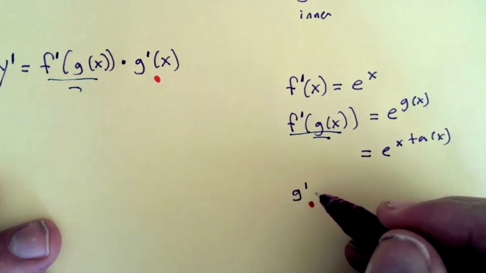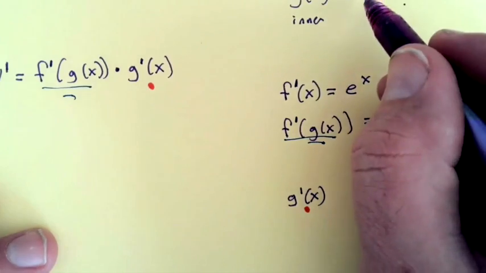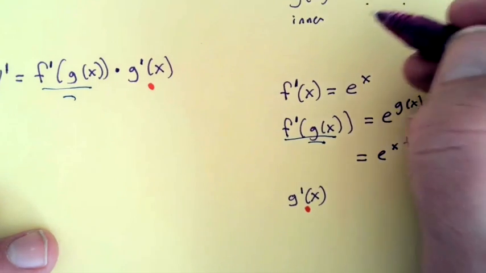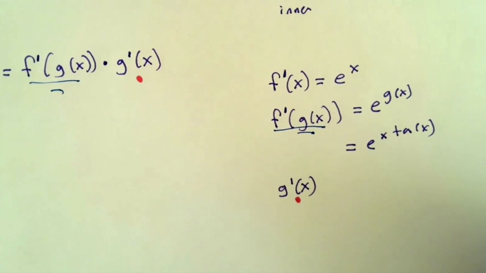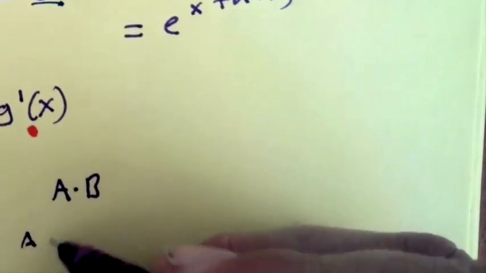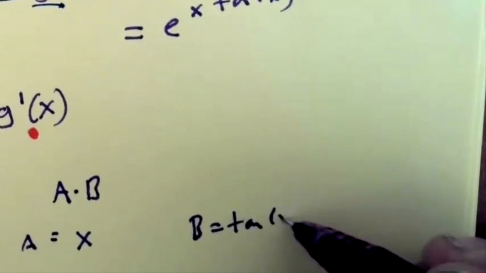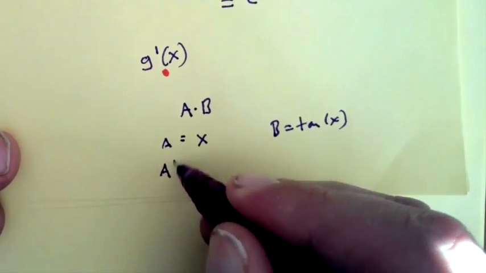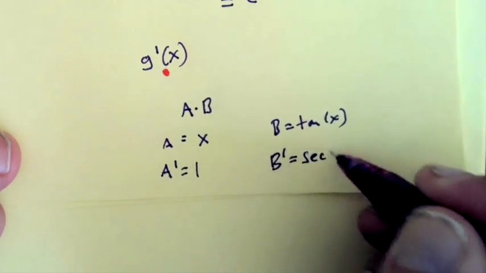When I go to calculate g prime of x, I actually need product rule because I have something times something else. So in the process of calculating this chain rule, I run into a situation where now I need product rule. A times b for my original would be a is equal to x and b is equal to tan x. A prime is equal to 1, and b prime is equal to secant squared of x.